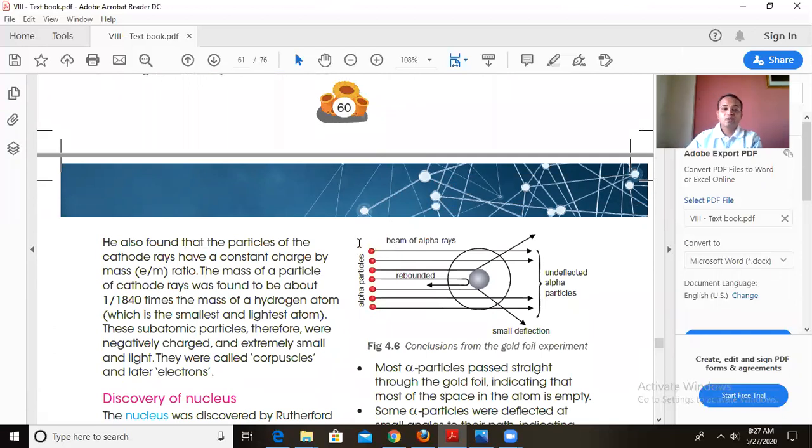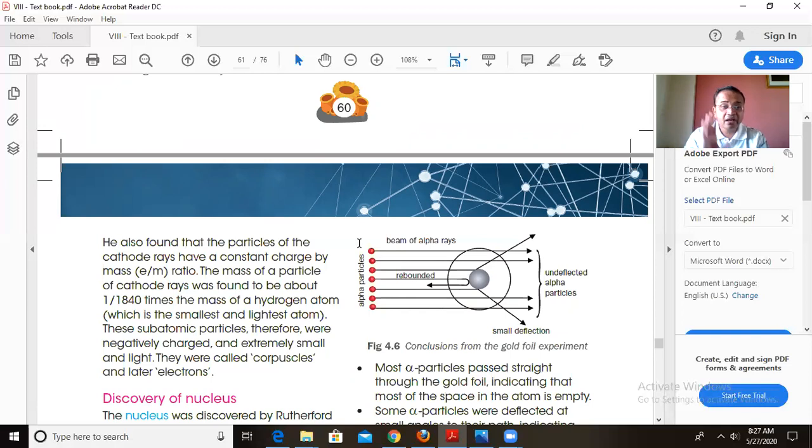And he found that for all the cathode rays, or the particles of the cathode ray, they have a constant charge by mass ratio. The mass of these particles was around 1 by 1840 times the mass of a hydrogen atom. Very, very less, which was very, very light. That means these particles, the electrons, were very, very light in weight.